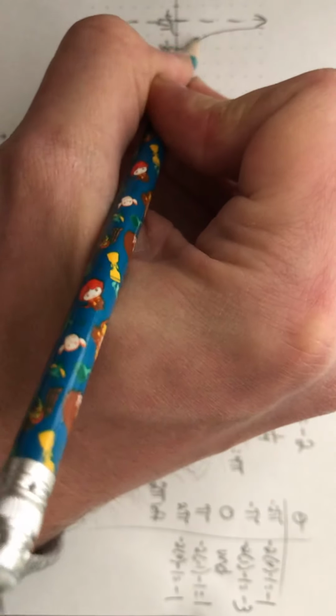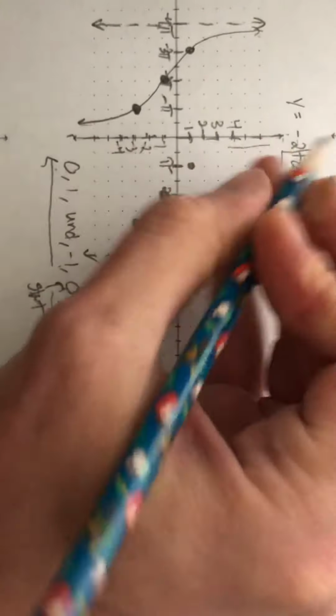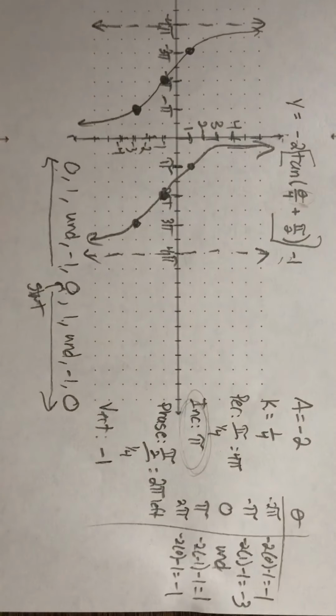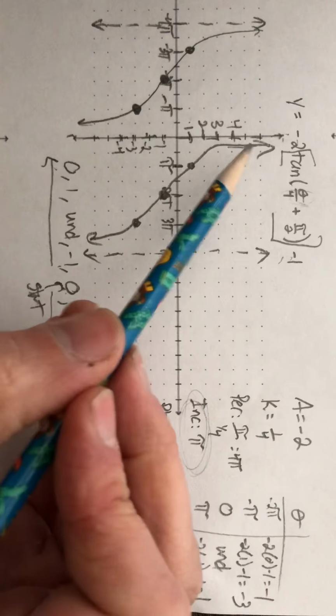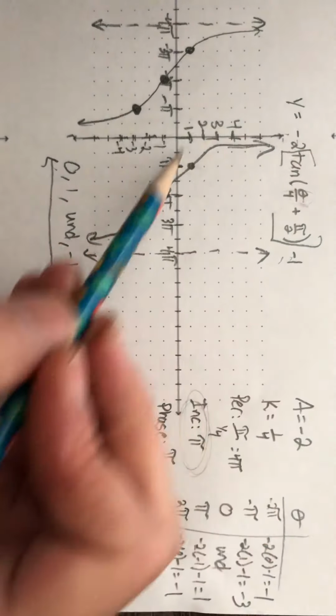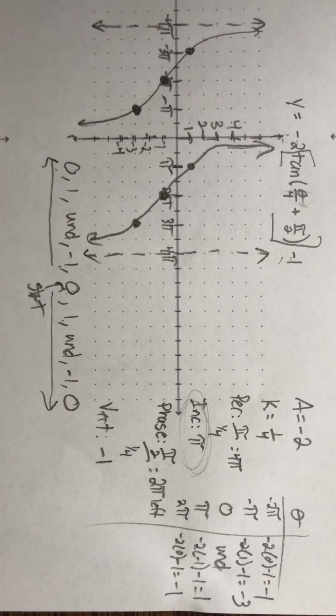Okay, and then your graph looks like this. Okay, and notice because it's a negative amplitude, which way your graph is going. It's going this way. It's going down to the right instead of up to the right. Okay, so that's what a negative amplitude looks like. I wanted to show you guys that because I hadn't done one yet. So there you go.